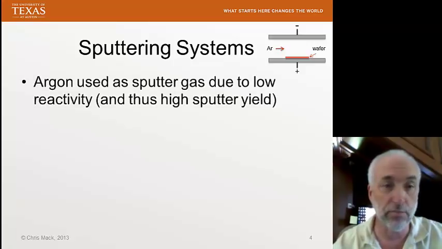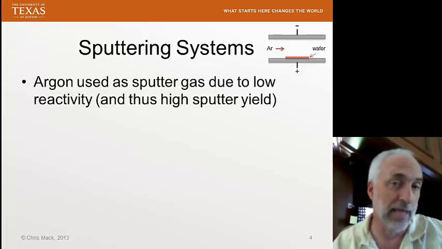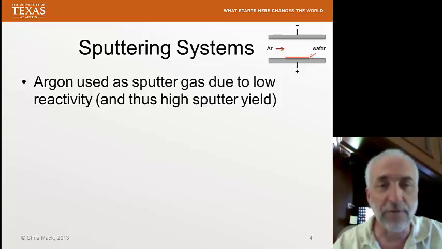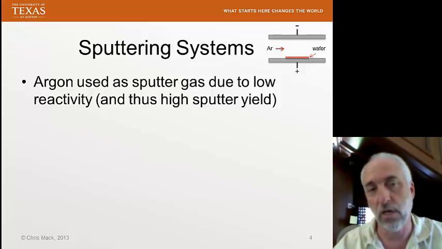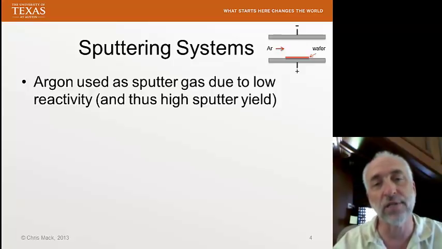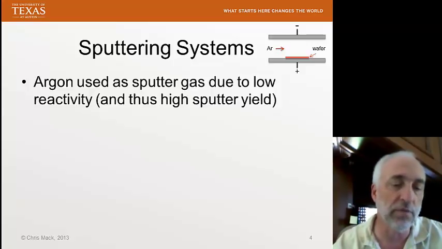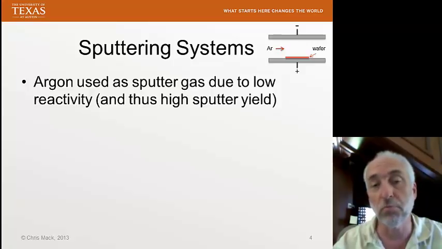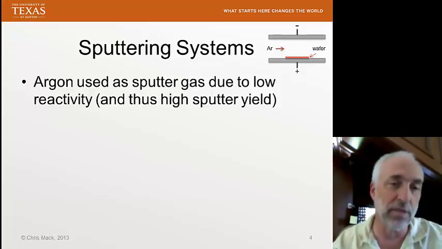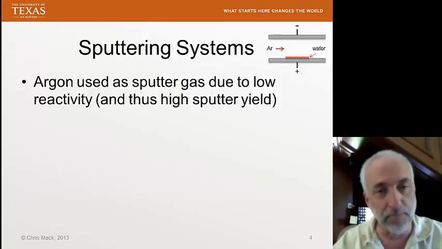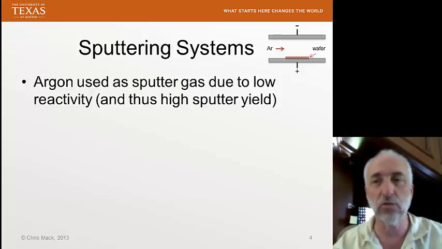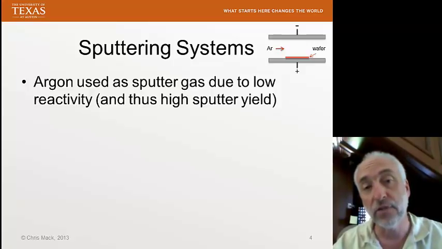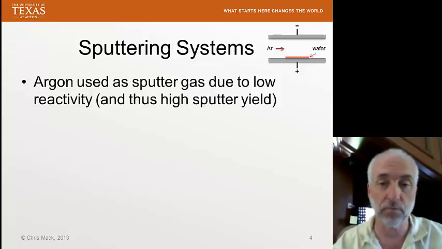Our sputtering system begins with the argon as the gas. We specifically choose an inert gas because we want this to be a physical process, not a chemical process. So this is a part of the category of deposition called PVD, physical vapor deposition. So the argon, we'll ionize it so that we can accelerate it towards the cathode, but it's chemically inert. We'll talk about what that means for the sputter yield a little bit later.